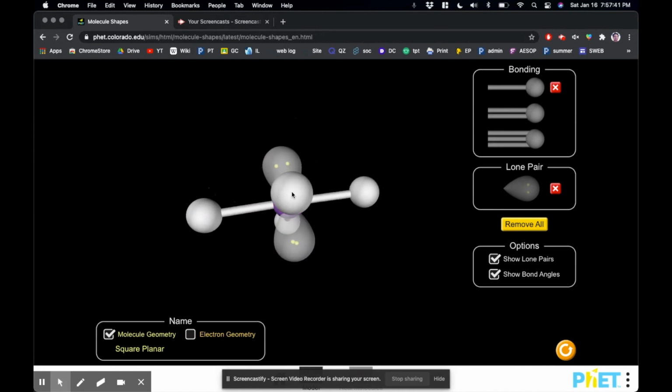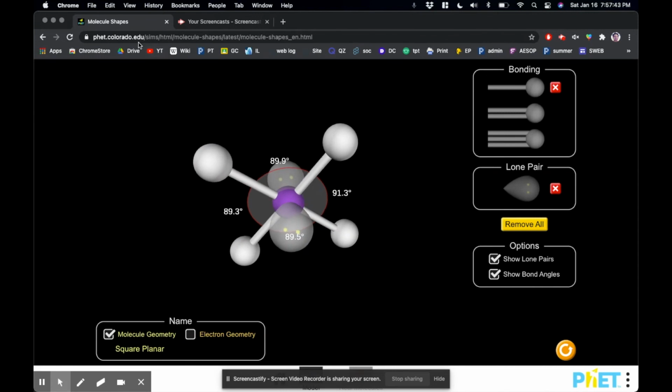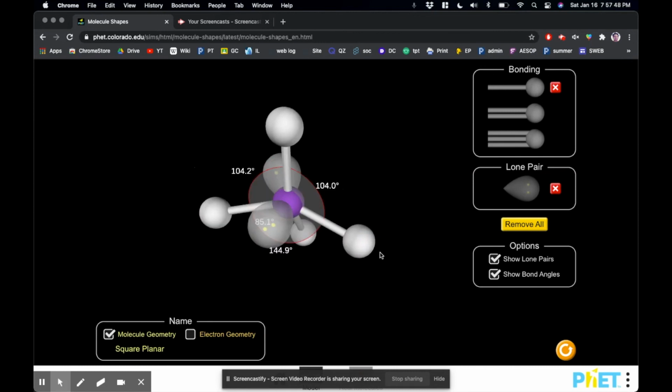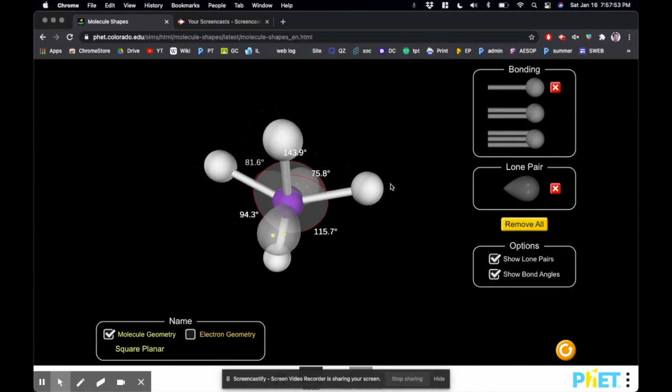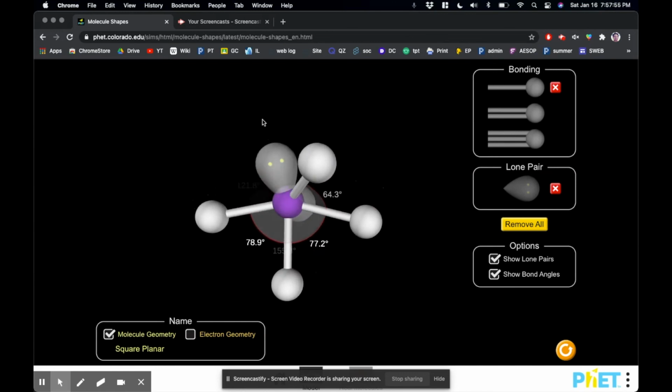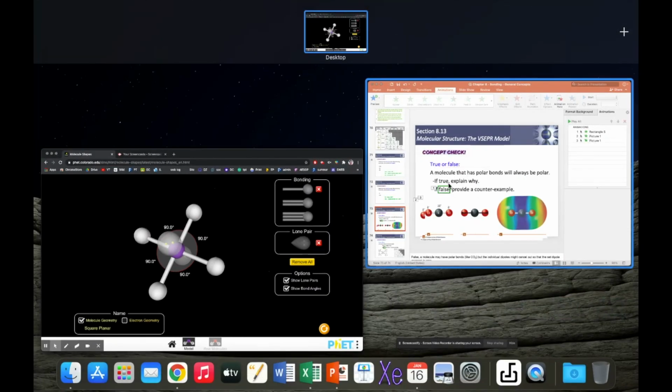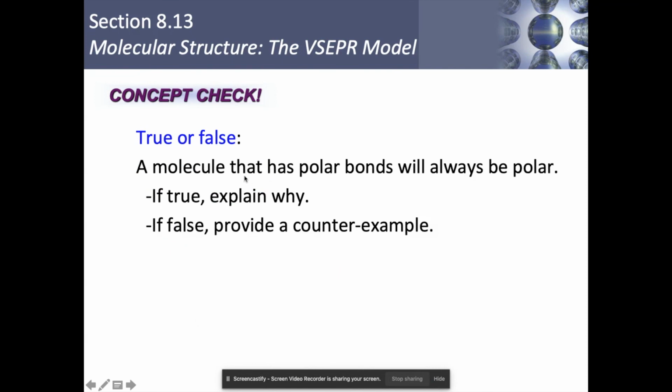So it's a free simulation. I'll put it in the description so you can play around with it. But it's a great way of using VSEPR theory to try to predict what the shape of different geometries would be. But true or false? It says a molecule that has polar bonds will always be polar. If true, explain why. If false, provide a counterexample.